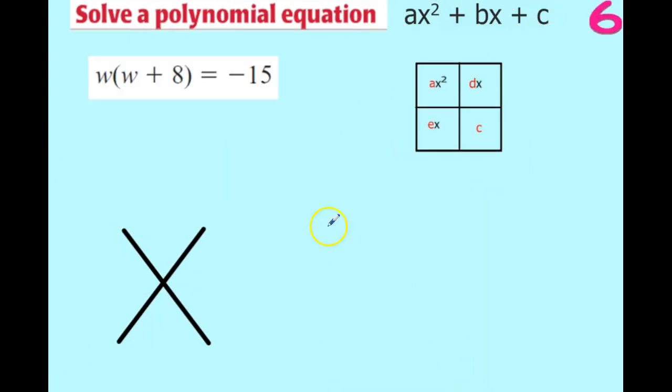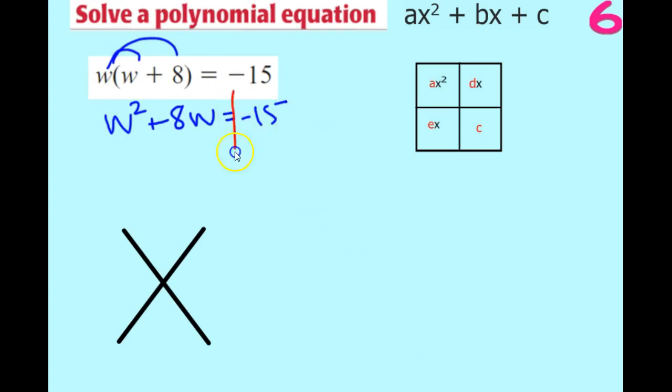Here's another one very similar to it. We have to distribute first. If you want to draw a box to multiply that first, you may. I'm going to do it without it this time. W times W is not 2W, it's W to the power of 2. There's 2 W's there. W times 8 is 8W.